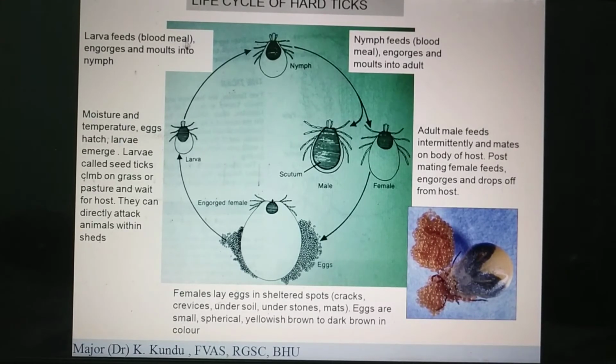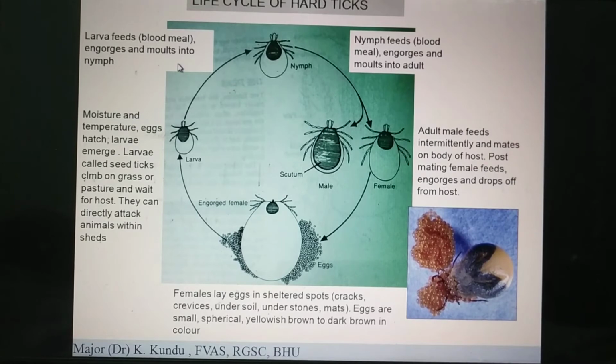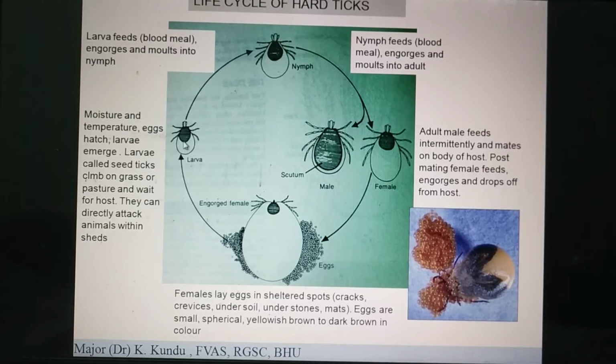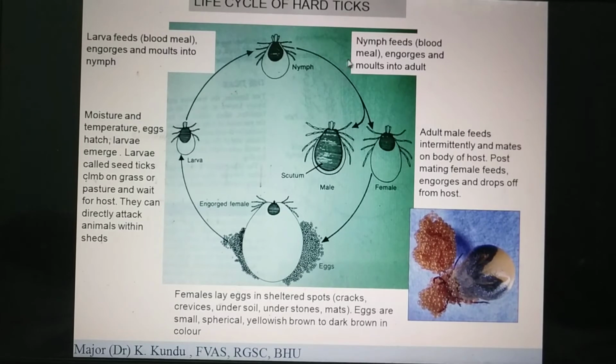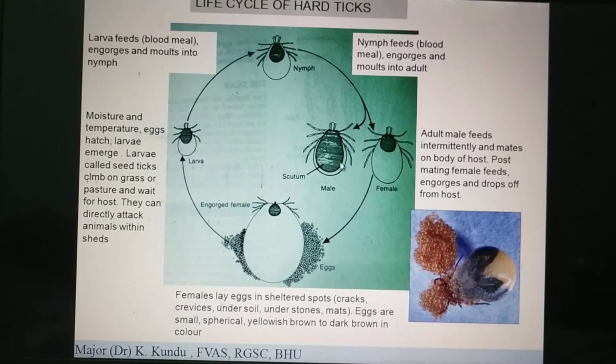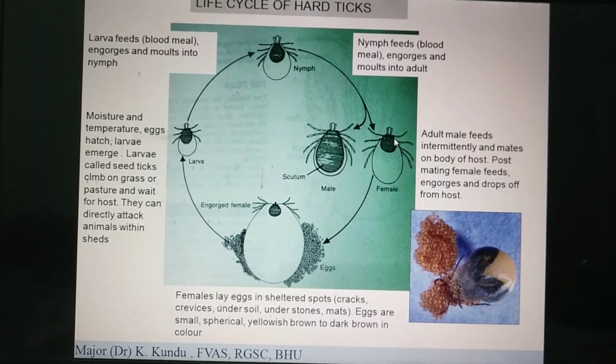Now, this larva, after attaching, will feed on the blood. Generally, they feed for a week or so, and then they molt into the next stage called the nymph. The nymph also feeds and engorges. You can see here the larva, the nymph, the scutum is partial. It is not complete. After the nymph feeds, they molt again and differentiate into either male or female. If it is a male, the scutum is complete. If it is a female, the scutum is partial.